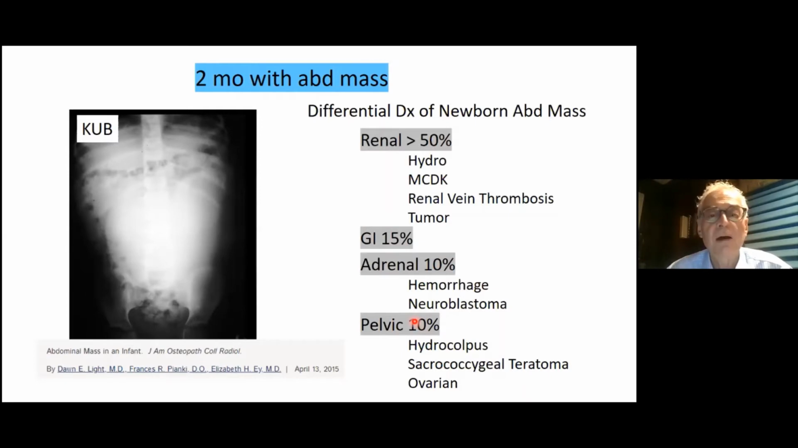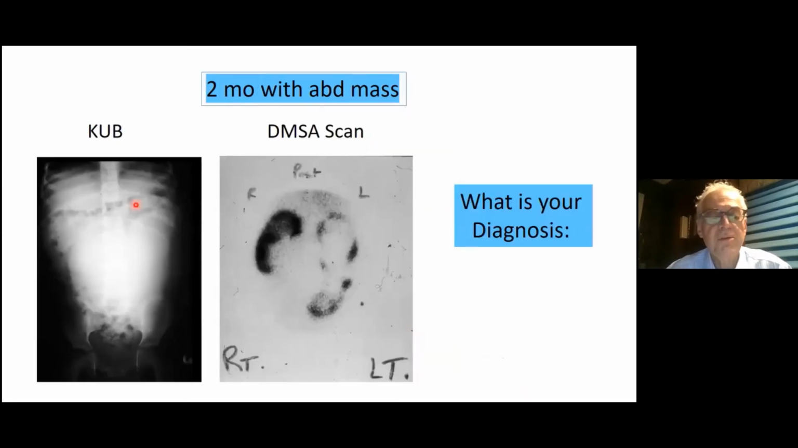Okay, now I'm going to give you then, this is the same plain film of the abdomen, KUB, and this is a really ancient, one of the first DMSA scans. This is from my fellowship even, so this is more than 40 years old, but this is the DMSA. Can you give me a diagnosis? What does this child have?